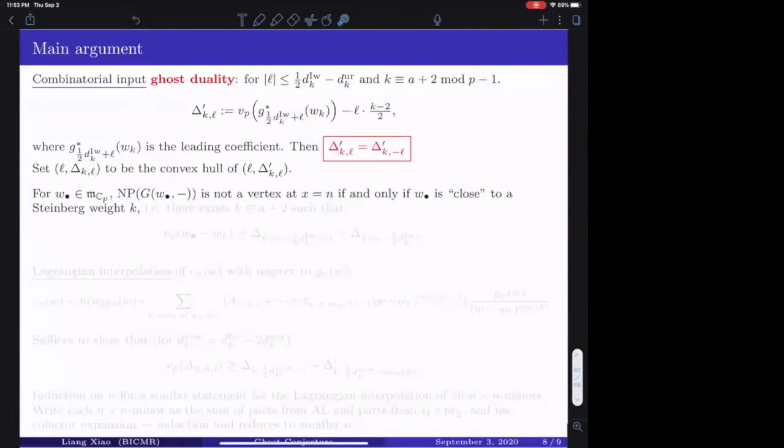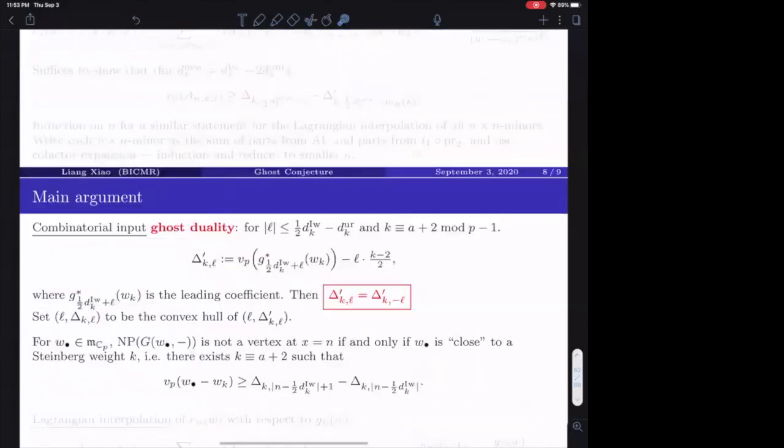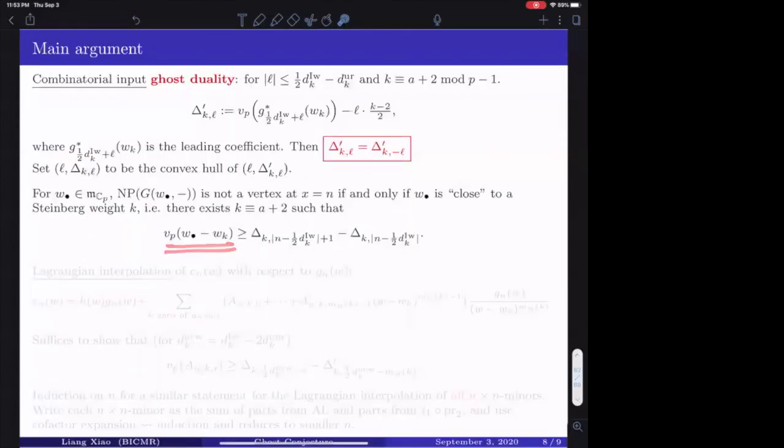The reason we introduce this is that using this value, we can describe precisely when the Newton polygon of this ghost series is not a vertex. Somehow the main result says that if it's not a vertex, that's because your w, your point on the weight disk, is too close to a Steinberg weight. And how close? It's close enough to be greater than or equal to the sort of difference of the two consecutive deltas.